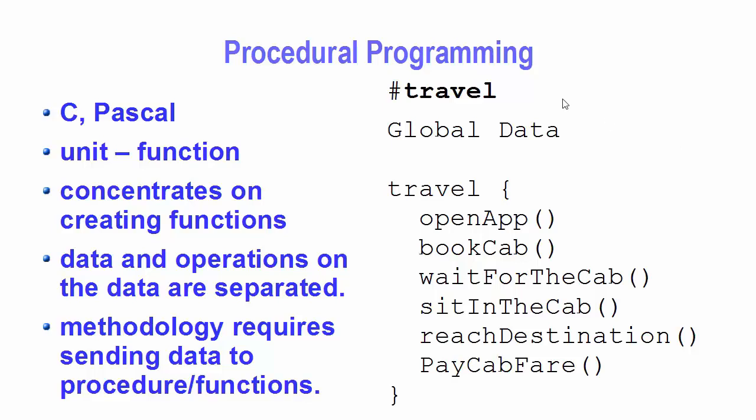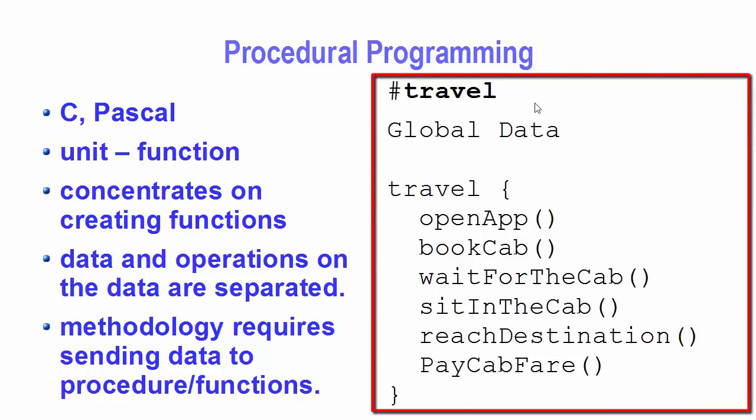If this sounds a little confusing, let me try to explain it with an example. Let's say you have been given a task to create a program for a passenger who wants to travel from one place to another using a cab service. From the point of view of procedural programming, we create some global data structure which holds the data.